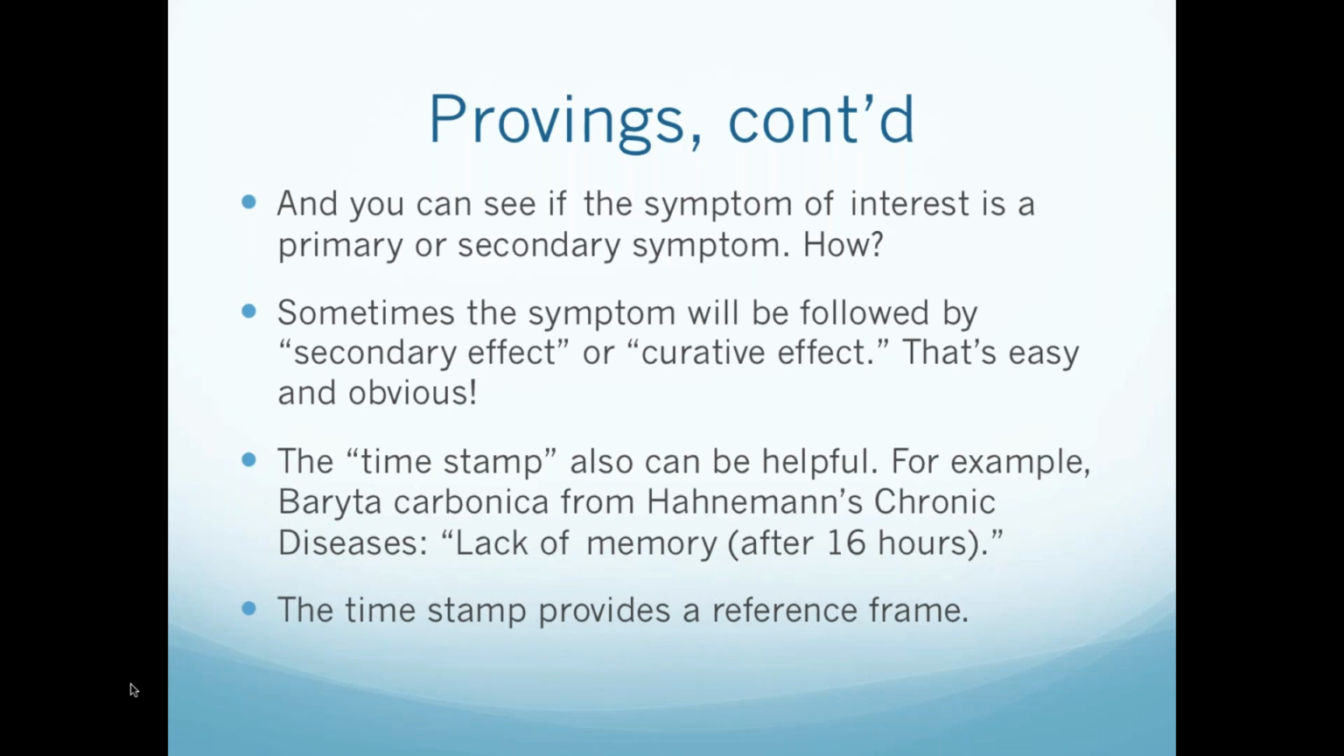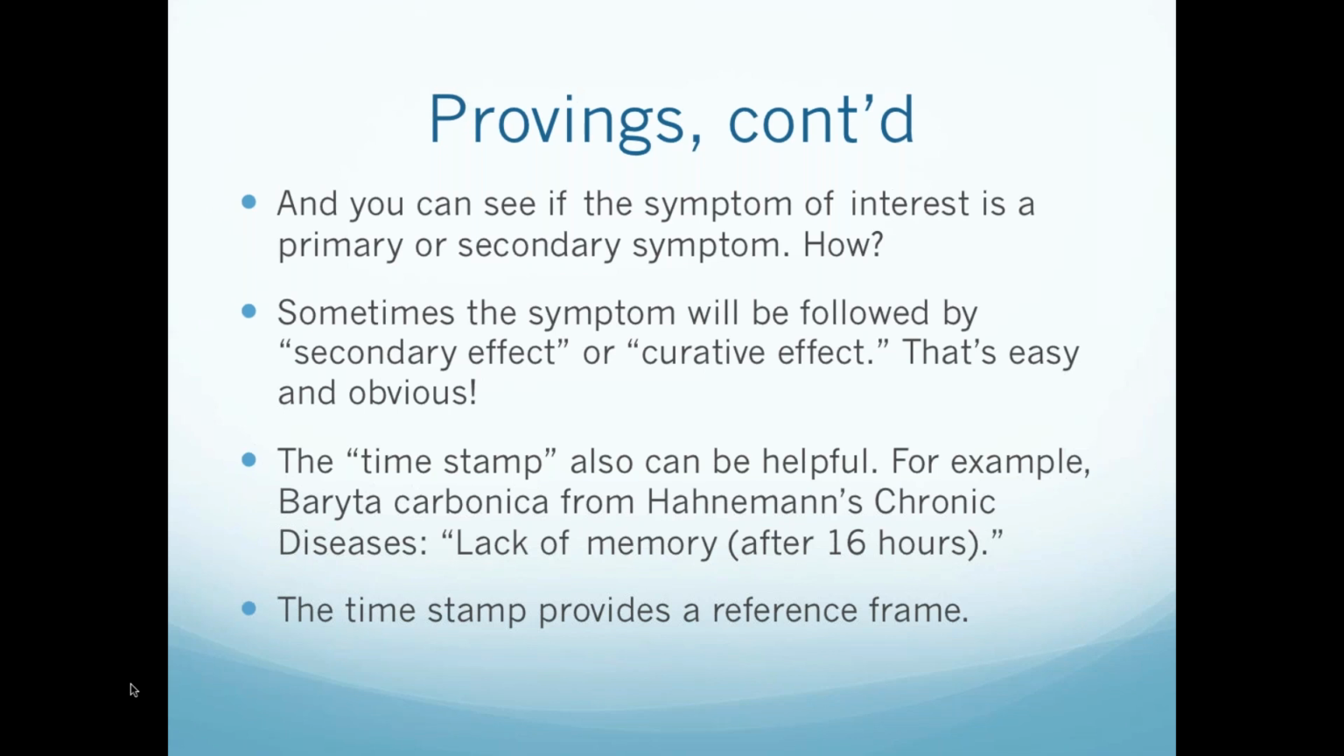So that's an easy one. You know that, all right, that's not a primary symptom. That's what happened when the person rebounded from the remedy. There's another thing that's a timestamp that you'll see, and that can also be helpful. For example, for Natrum carbonicum in Hahnemann's Chronic Diseases, you'll see lack of memory after 16 hours. So it gives you an idea of when that symptom occurred.